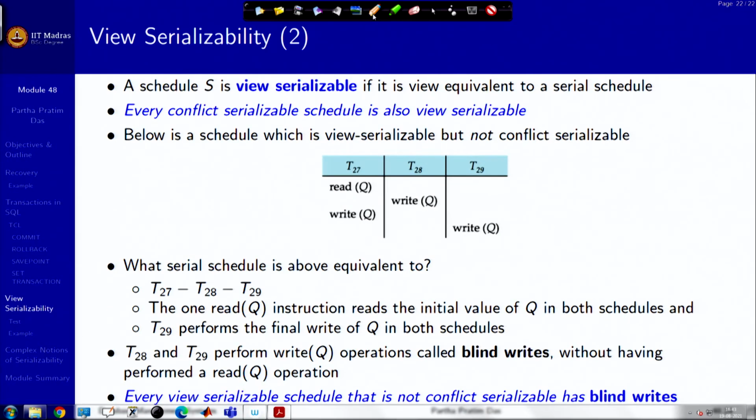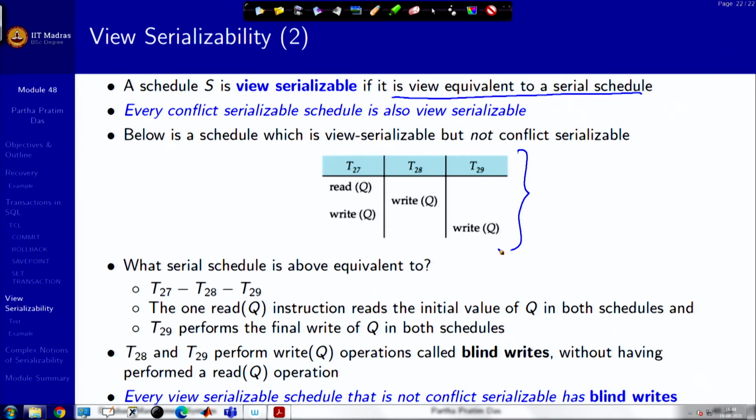So, you can see that a schedule is view serializable, extending the concept of conflict serializable. A schedule is view serializable if it is view equivalent to a serial schedule. Now, we had seen this example before in conflict serializability, and we know that this is not conflict serializable because the graph has cycles and therefore, you cannot actually do any swap, and therefore, T7 and T8 cannot be serialized.